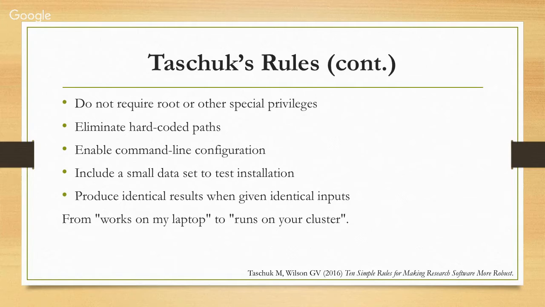Enable command line configuration with any settings, any interesting parameters, anything that can change the behavior of your software. You want to be able to configure that from the command line rather than having to go and edit the source code of your script and say, okay, change the frequency from 2 to 4, or change the error rate from 0.5 to 0.1. You don't want to be doing that. You want to be able to change that behavior on the command line.